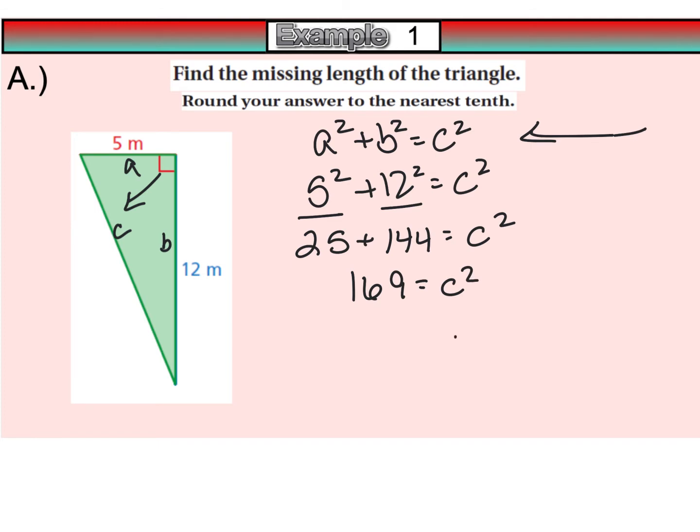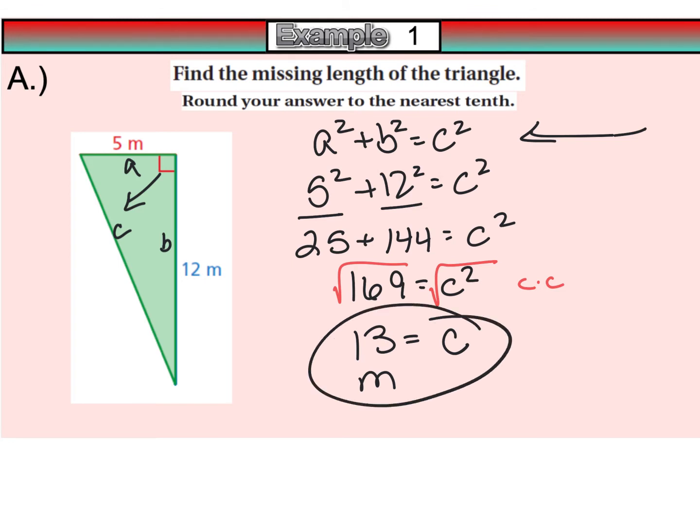Now, I want to solve just for C. In order to get C by itself, I'm going to do the square root. C squared is actually C times C. So the square root of C squared is C. Square root of 169, we should know this by now, is 13. And of course, we're going to label it meters. And there's our answer. I want to see all of this in your notes.